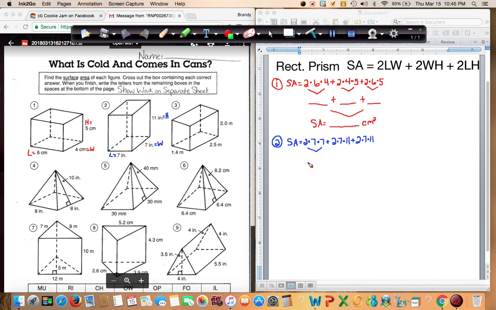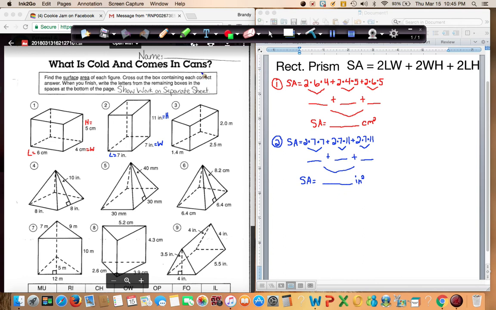So we have 2 times 7 plus 2 times 7 times 11 plus 2 times 7 times 11 again. And that's because both our length and our width are 7. Again, find the answers to the multiplying first, order of ops. You add those 3 together, and you have your surface area. And in this case, we're dealing with inches, so our answer is going to be inches squared.